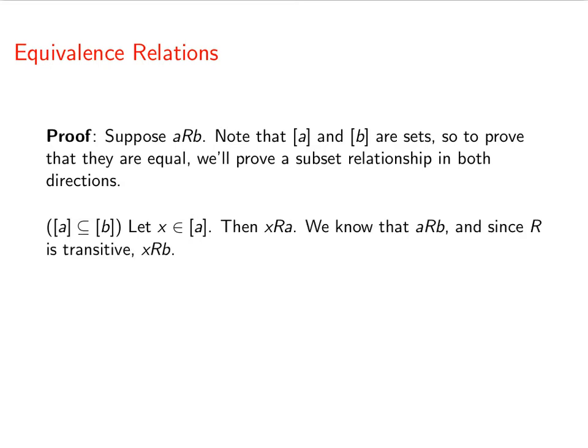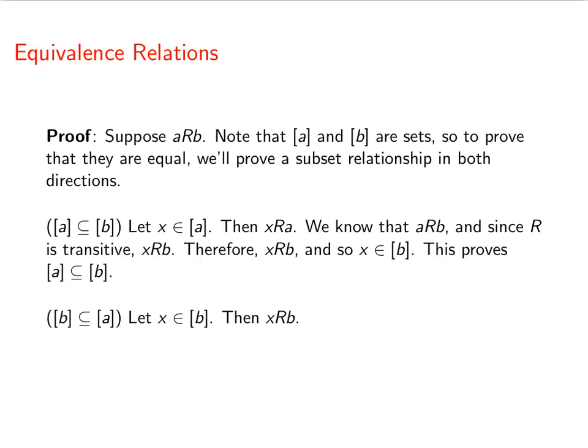Now, we already know that a is related to b, and since R is transitive, we can go from x related to a and a related to b to conclude that x is related to b. And that tells us that x is an element of the class of b. All right, so that proves that the class of a is a subset of the class of b. Let's go the other way now.